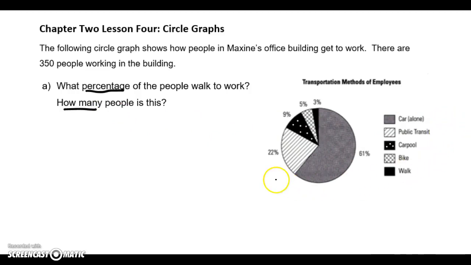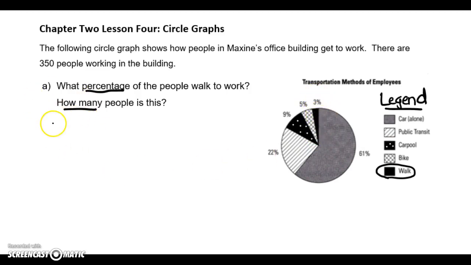So when we're looking at our circle graph, one thing that's going to be really important is to use this little key or legend off to the right here. That's going to be probably your best friend when working with circle graphs because it tells you which parts of that circle graph belong to which type of transportation. So in this case, our question wants to know what percentage of people walk to work. So we're looking for the people that walk to work, and that is the fully shaded in black section of your graph. So here we're looking at this little black area, and right above it is our percentage.